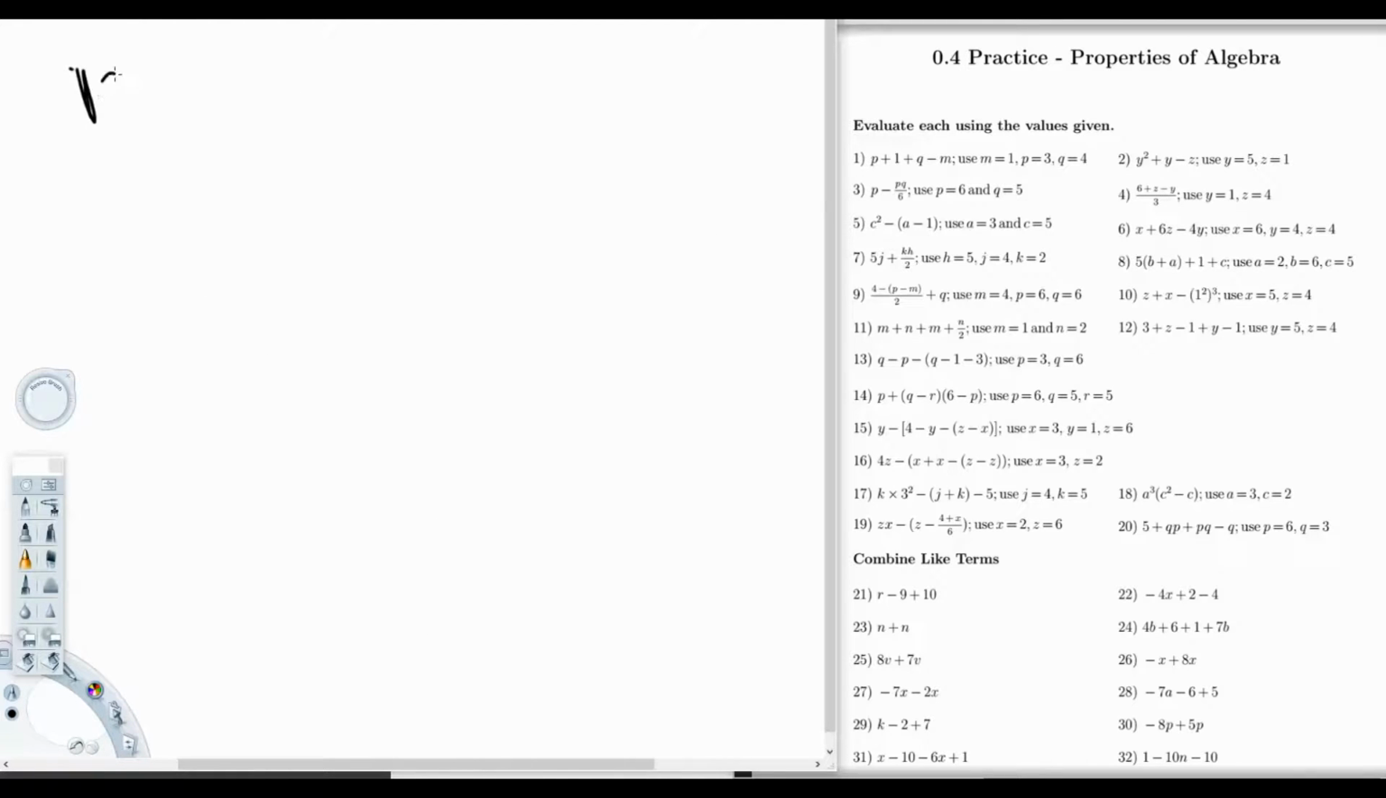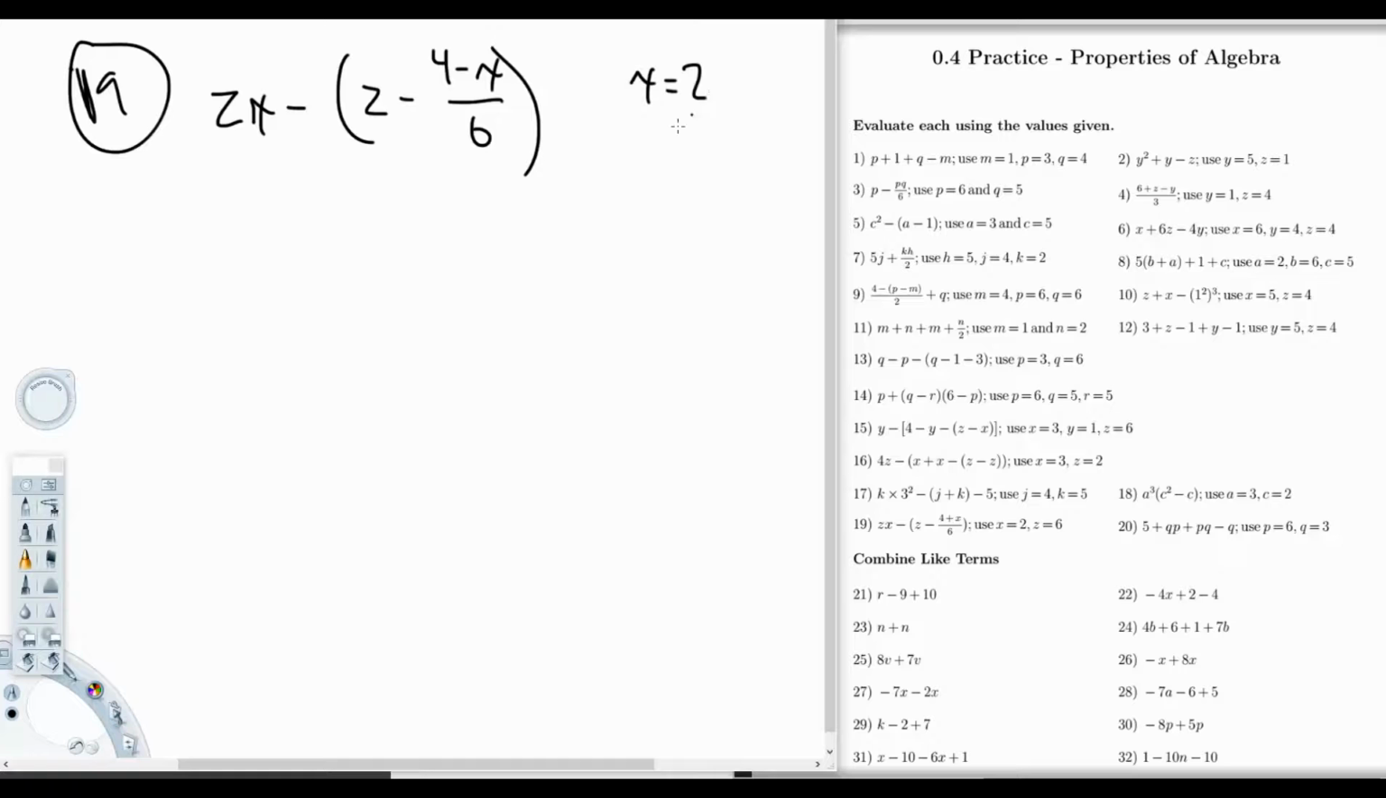So 19 now, moving along: z times (x minus z) minus (4 plus x) over 6, with x equals 2, z equals 6. This problem looks like a killer, right? Well, it isn't. We're going to get through it.